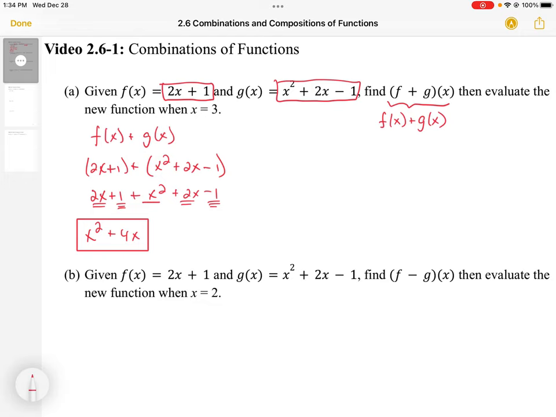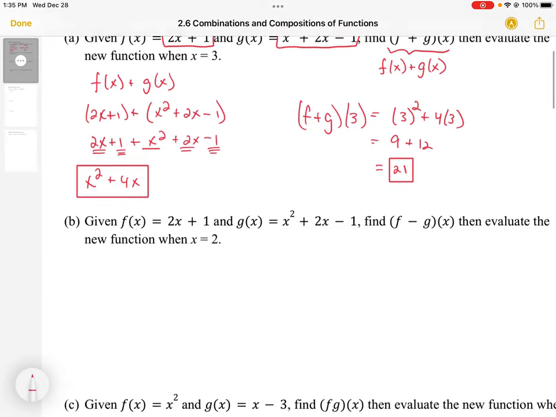So now it asks us to evaluate this new function. So let's go ahead and evaluate this. Well, let's write this notation. So (f plus g) of 3. So now we're going to take that function that we just found, x squared plus 4x, and we're going to substitute 3 everywhere we see an x. So we have 3 squared plus 4 times 3. So that gives us 9 plus 12, which is 21.